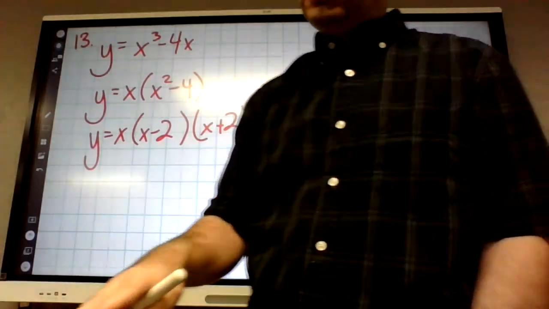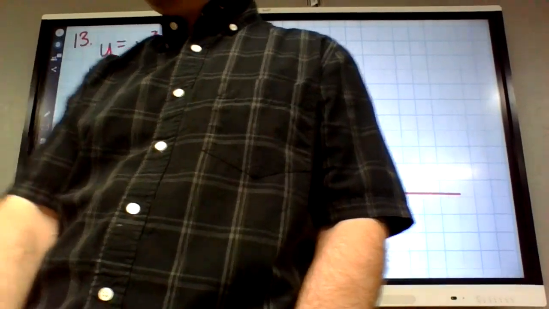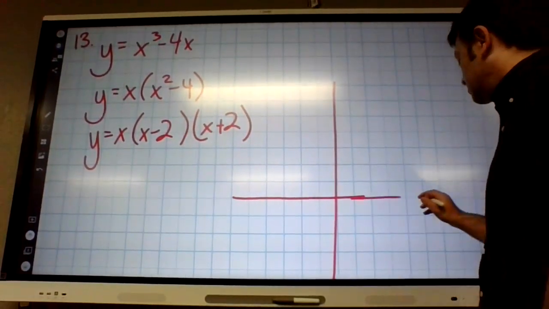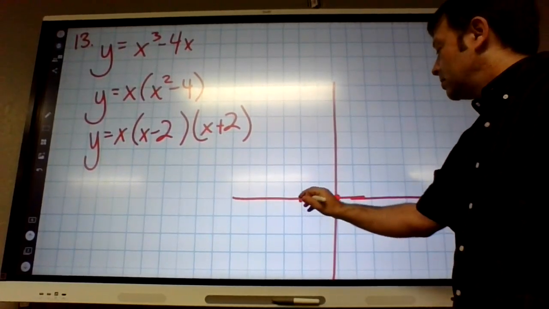It says factor each polynomial function and sketch the graph. Sure, why don't you use your brain? Oh wait, Leo must have the brain cell. I forgot to bring the brain cell this morning. You forgot to bring the brain cell.